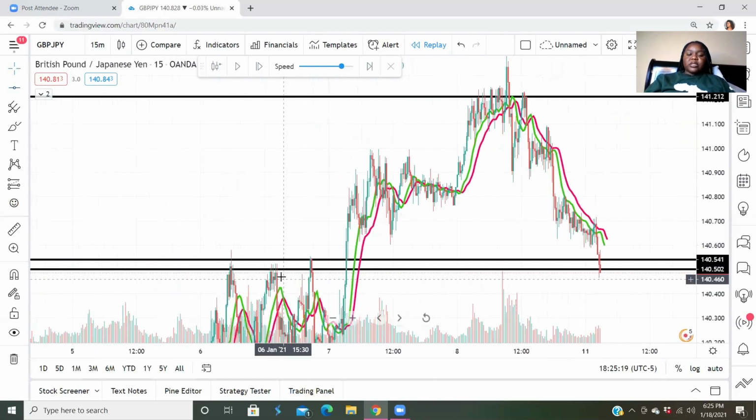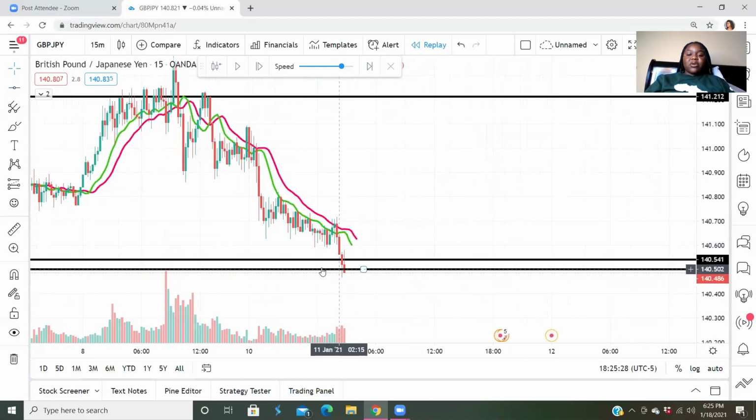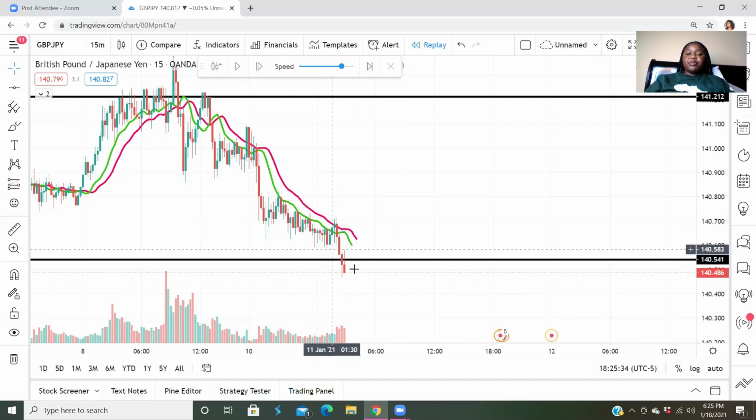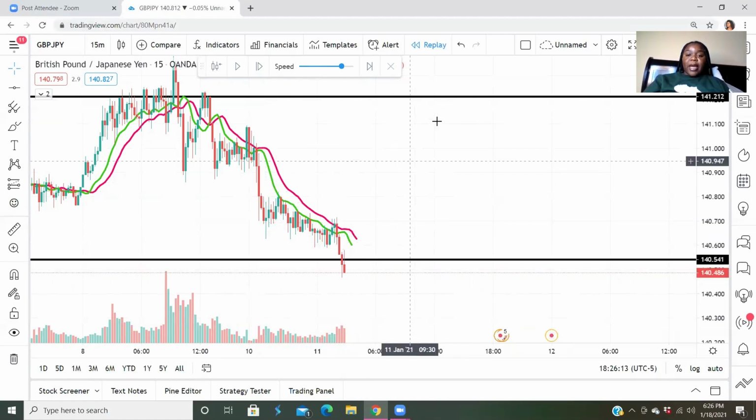See the wicks on this one right here? But like I said, I don't like the two lines. It confuses me, so I'm going to erase that. The market has not yet broken my floor. You've got to watch the market and see how it's moving. I see the market is around my floor, so I'm expecting it to go back up.